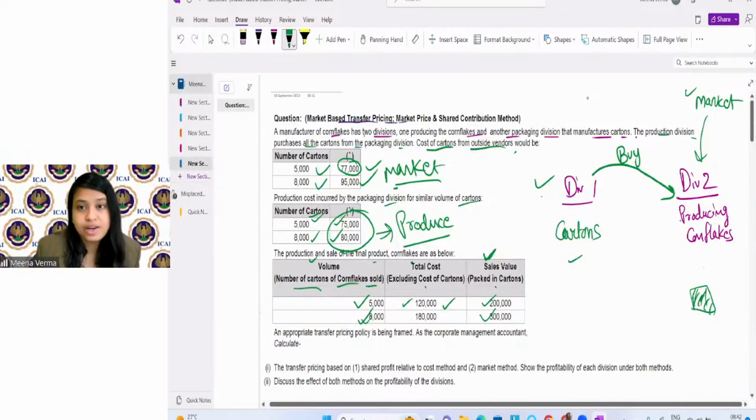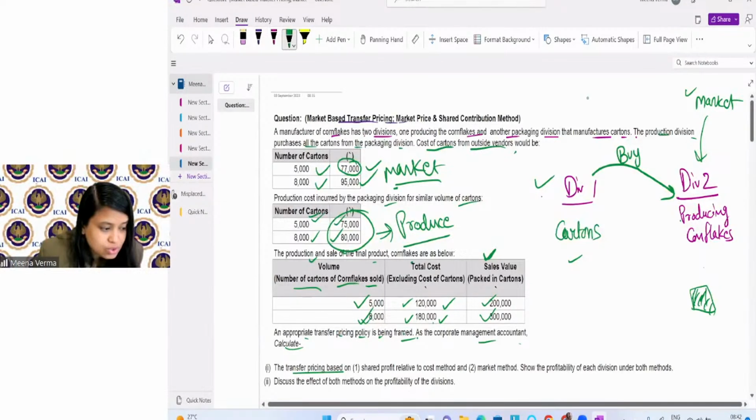And the cost which we are incurring here is what? The cost of the cornflake and the cost of the carton is 1,80,000. These are the costs we are incurring here. What is the question? An appropriate transfer pricing policy is being framed as the corporation management account calculate what?